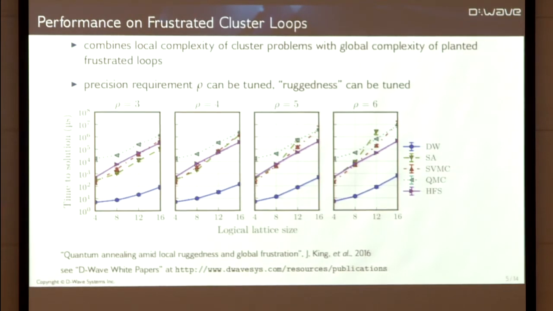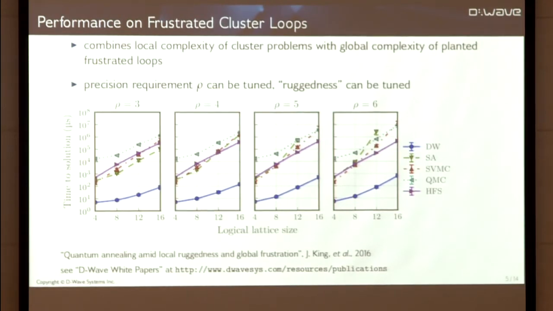So the idea behind this problem class is that in every unit cell, we bind all of the 8 qubits in a unit cell tightly together, so they're forming an effective 2-level system. So they're tunneling into the all up state and the all down state. And then on that logical graph, we lay down these frustrated cluster loops.